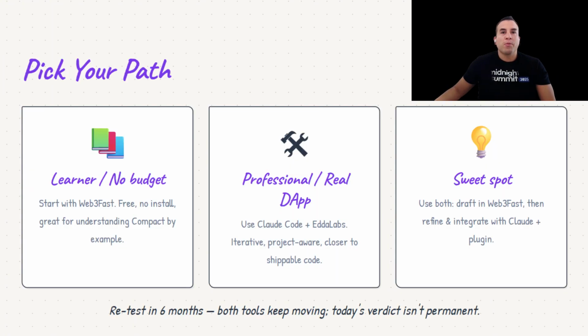Here's my rule of thumb. Are you a learner on no budget, just exploring? Start with Web3 Fast. The output is more than good enough for understanding Compact by example. And the 0 barrier thing is a massive win. No install, no account, browser tab only.